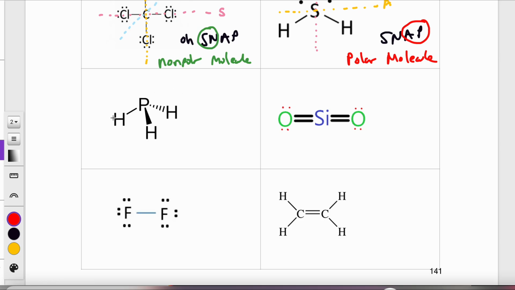Okay, taking a look at this next one. Here we go. If I cut this down that y-axis and I compare what I see to the left compared to the right, it's not a mirror image. It lacks symmetry. So in my OSNAP, right away, I found an asymmetrical plane, so I know that this is a polar molecule.